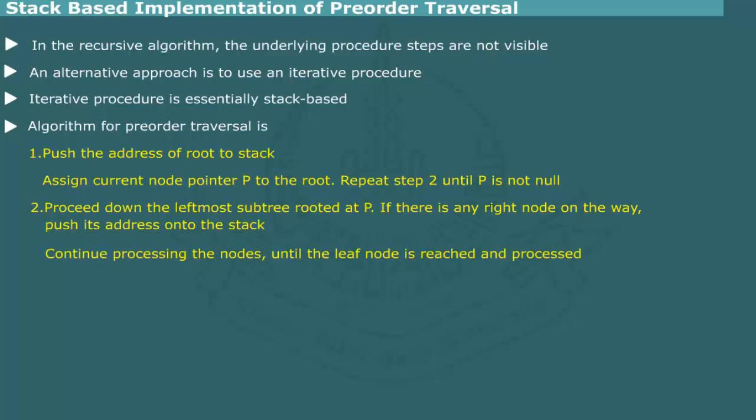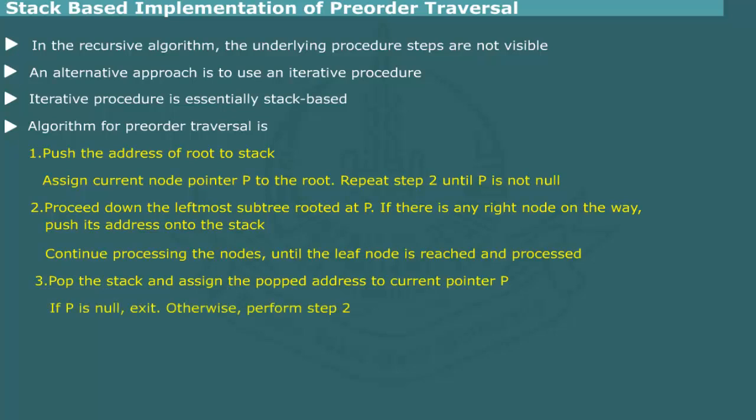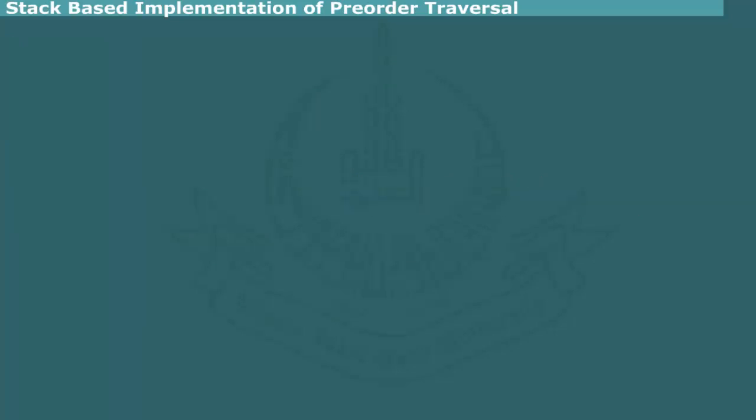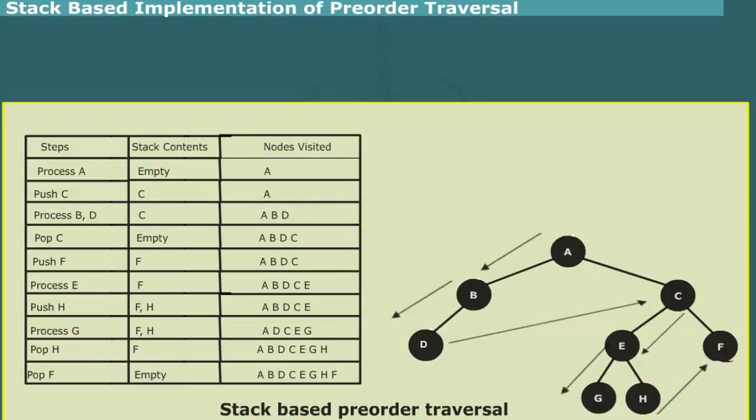Number 3. Pop the stack and assign the popped address to current pointer P. If P is null, exit. Otherwise, perform step 2. Let us consider an example of application of iterative procedure for preorder traversal. This figure depicts a sample tree.